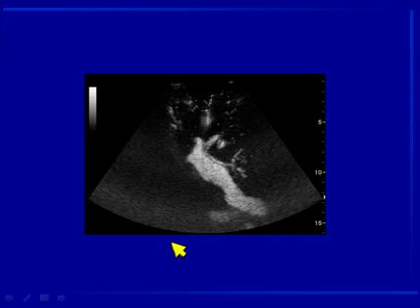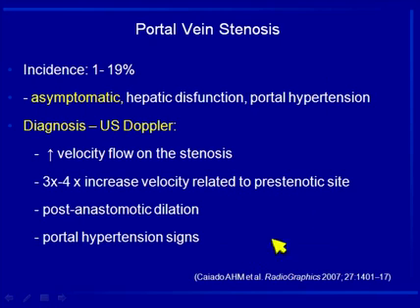Portal vein complications. The portal vein stenosis incidence varies from 1 to 19%. It can be asymptomatic, or present with hepatic dysfunction or portal hypertension. The diagnosis on ultrasound Doppler: an increased velocity flow at the stenosis, 3 to 4-fold increased velocity related to the pre-stenotic site, a post-anastomotic dilation, and portal hypertension signs.